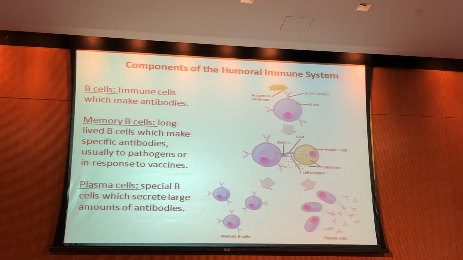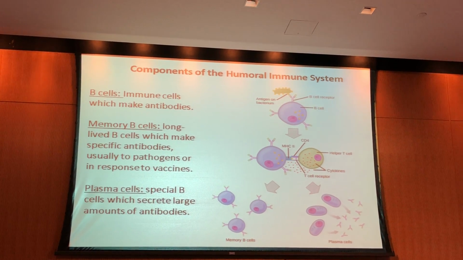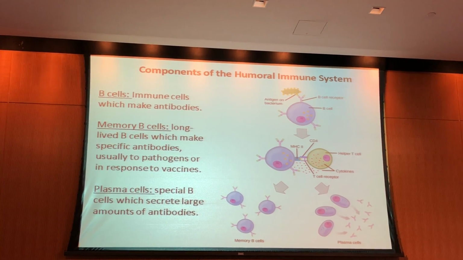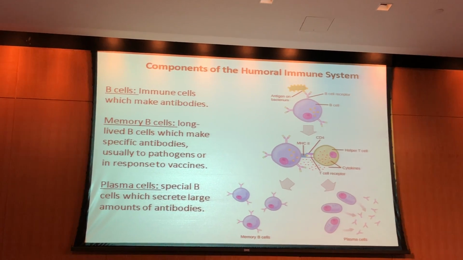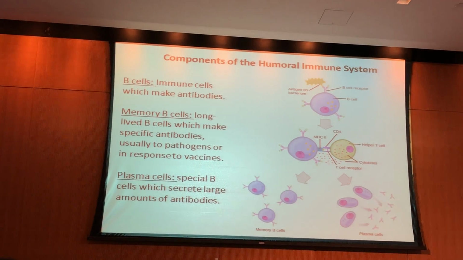You end up with memory B cells, which allow you to be resistant to a particular pathogen many years into the future. And they also make those workhorse proteins, the plasma cells, which are pumping out huge amounts of these antibodies that permeate all your tissues and all your mucosal surfaces.